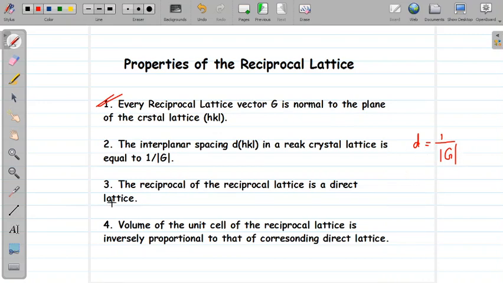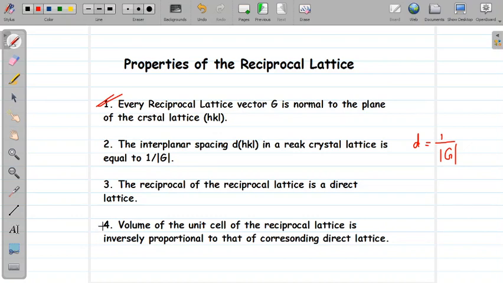And the third property is that the reciprocal of the reciprocal lattice is the direct lattice. This is also very obvious. First, if we find the reciprocal lattice of a direct lattice, we will get another distribution of points. And if once again we take the reciprocal of that lattice, we will get the original lattice. So the reciprocal of the reciprocal lattice is the direct lattice itself.